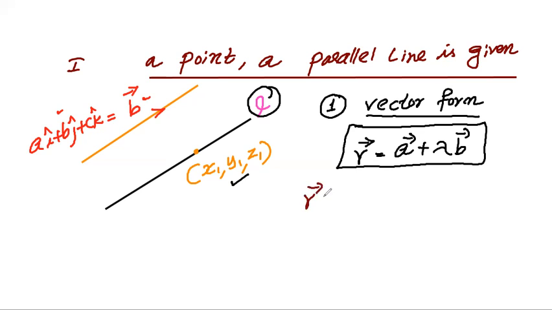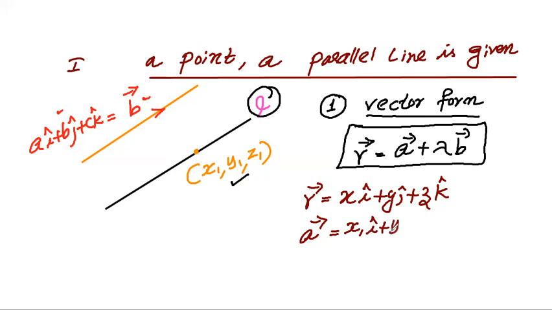r is a general point x, y, z, which means vector r is simply denoted by xi plus yj plus zk. Vector a is the position vector of the passing point. What is the passing point here? The passing point is x1, y1, z1. So x1i, y1j, z1k. That is vector a.